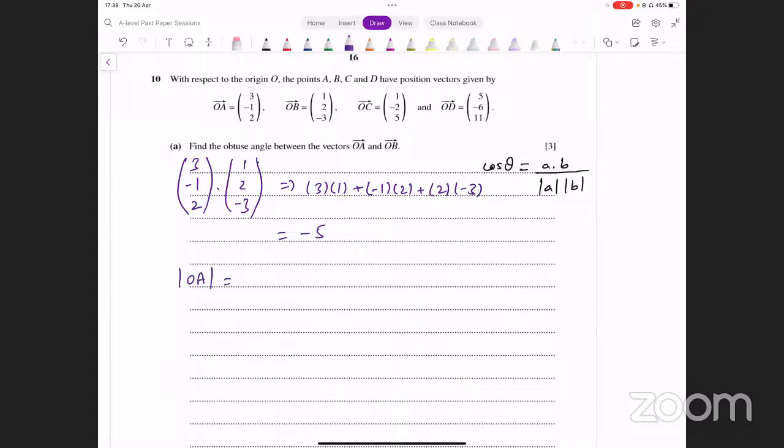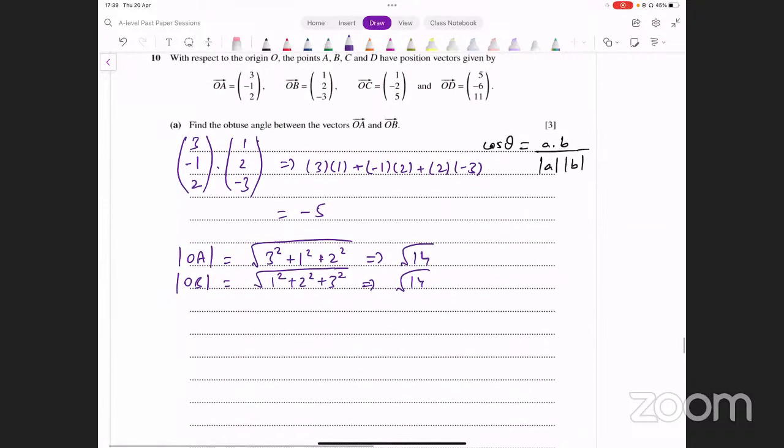Let's find the modulus of OA. That's going to be square root of 3 squared plus 1 squared plus 2 squared. What do we get from that? 9 plus 1 plus 4, that's square root of 14. Let it stay in square root form, exact as it is, we'll put it in the calculator. The magnitude of OB, what's that? That is square root of 1 squared plus 2 squared plus 3 squared. It's the same as that. And this also turns out to be square root of 14.